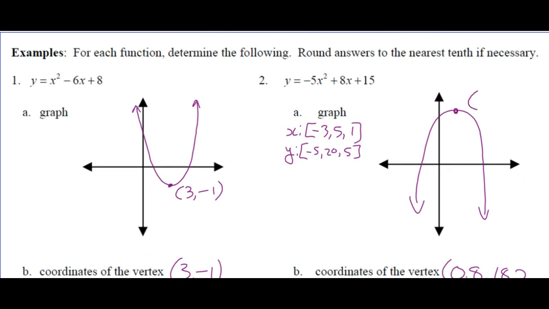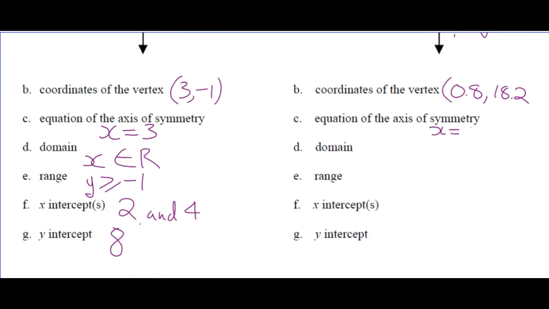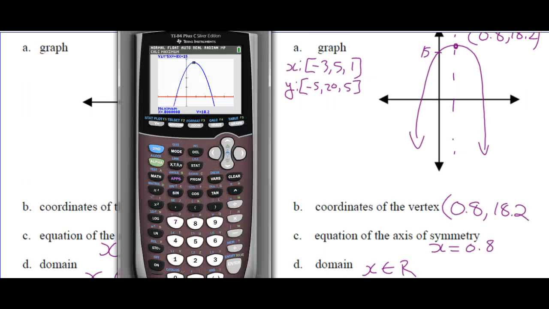So we can label that on here if we want. We can also sketch in the axis of symmetry and write its equation if we want. Putting down some information can't really hurt. We already know the y-intercept is at 15, and we don't know the x-intercept yet. But the equation of the axis of symmetry is x equals 0.8. Domain, it's a quadratic, so it's all real numbers. What's my range? y is less than or equal to 18.2.